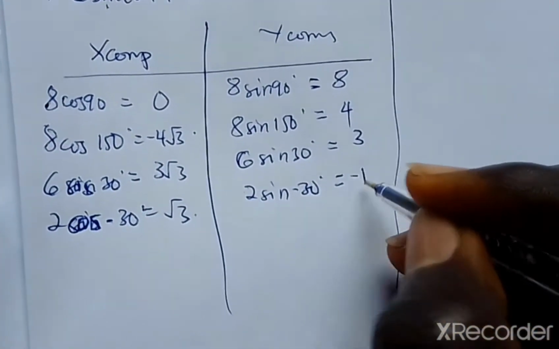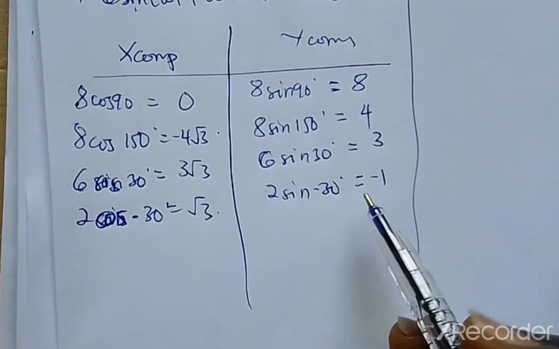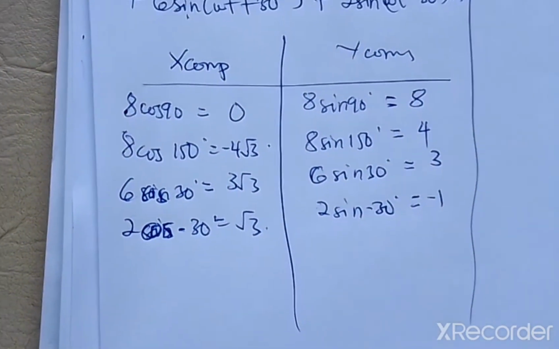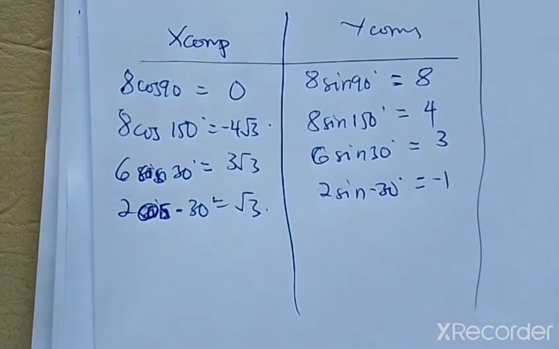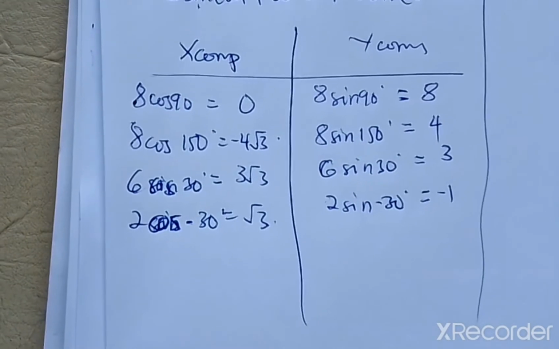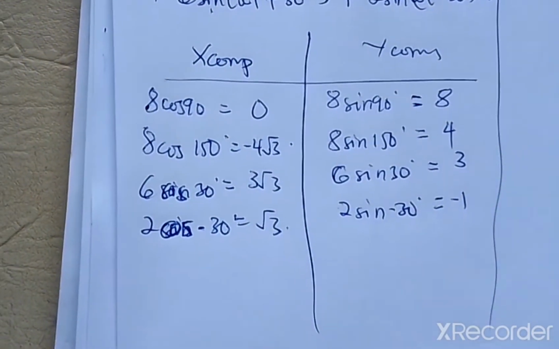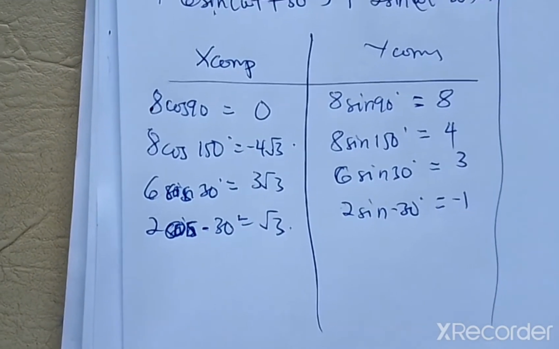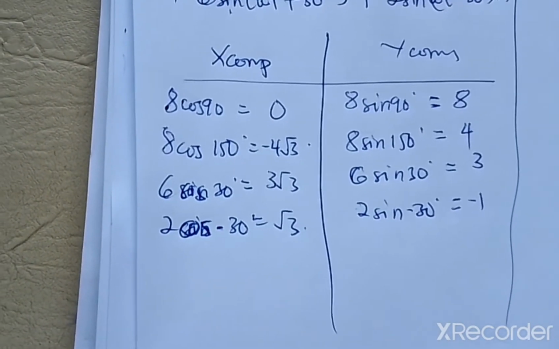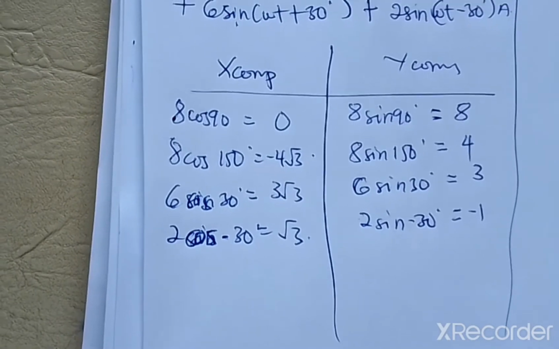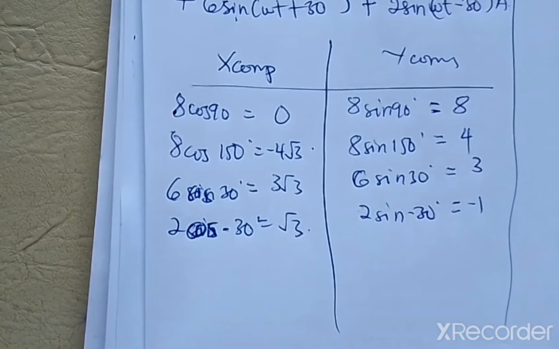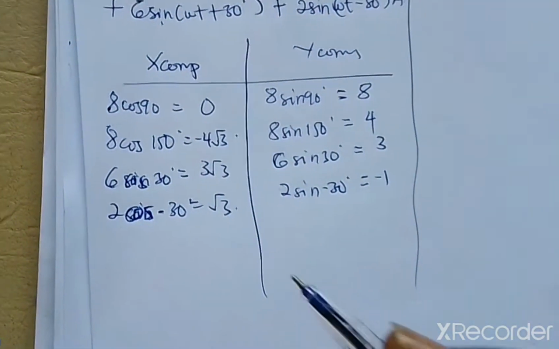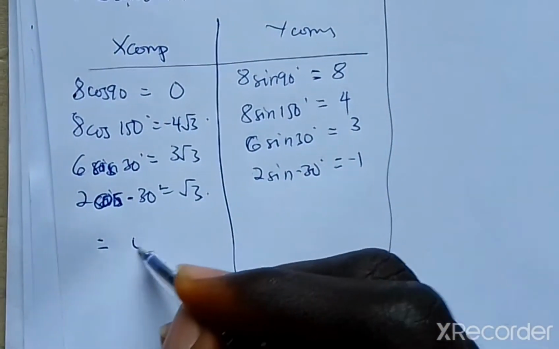So after you find the total x component, then the total y component. So we have to add all this. So you have root 3 plus 3 root 3 plus negative 4 root 3 plus negative 4 root 3 plus 0. So everything will be 0. So here our answer will be 0.